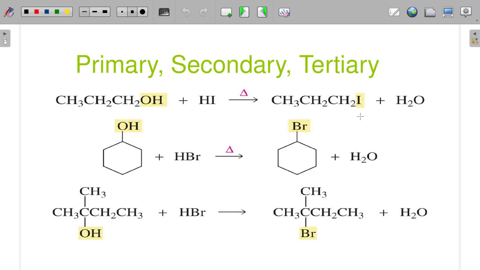Now, this works with HI and HCl as well. Might need to actually throw some heat in to guarantee it happens, but a lot of versatility here.